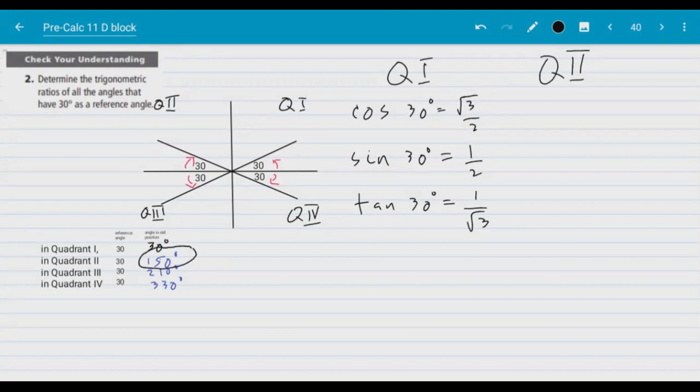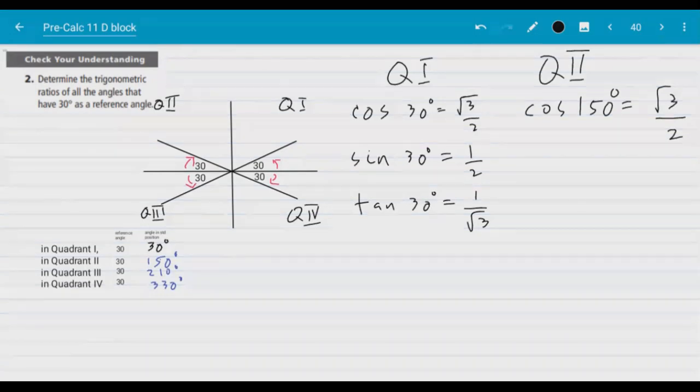The reference angle is 30 degrees. The angle would be 150, right? Therefore, the cosine of 150 is going to be root of 3 over 2 also, but we have to ask ourselves, since it is in quadrant 2, is cosine going to be positive? All right? So ask yourself, is cosine going to be positive for 150? The answer is no, it is going to be negative.